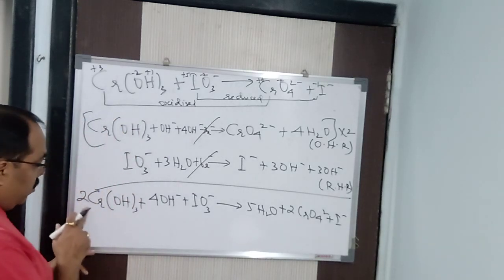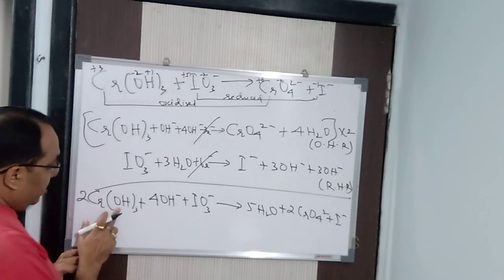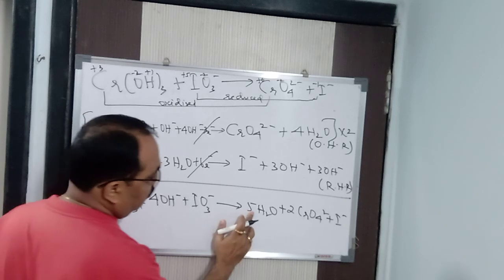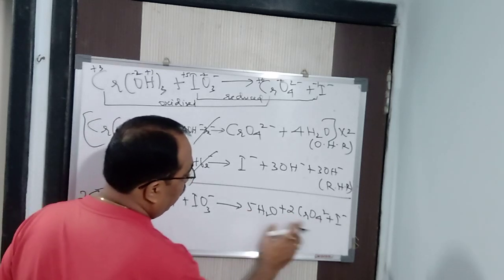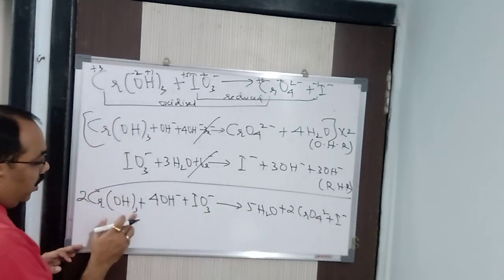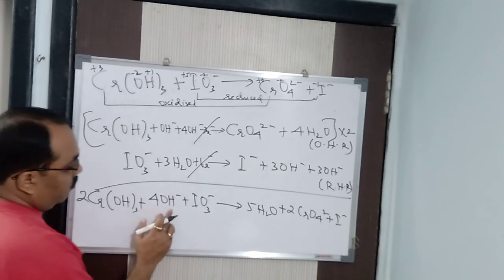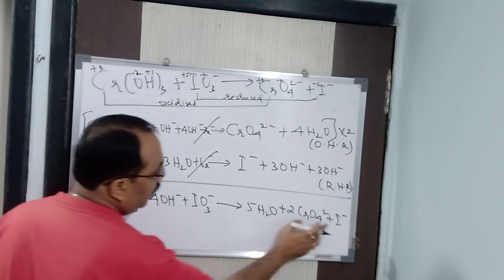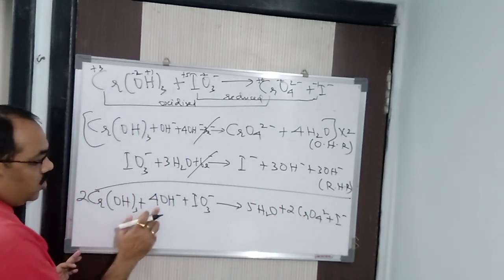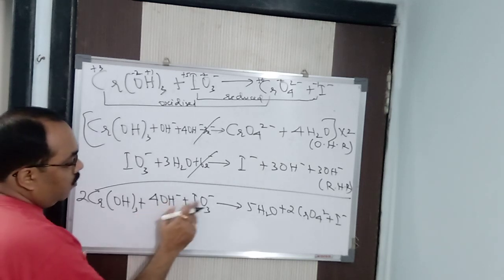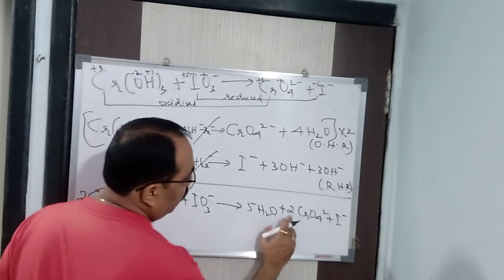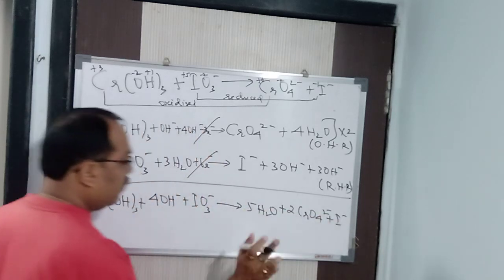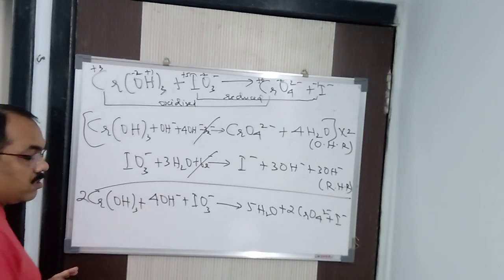Now let us see whether it's balanced or not. 2 chromium balanced. Oxygen: 3 into 2 is 6, 6 plus 4 is 10, 10 plus 3 is 13. Here let us see, 2 into 4 is 8, 8 plus 5 is 13, balanced. Hydrogen: 3 into 2 is 6, 6 plus 4 is 10, and here 5 to 10. Now what more is left? Iodine is 1, balanced. Charge, let us see. Plus into minus, minus 4, minus 1, minus 5. Here it is 2 into CrO4 2 minus, 2 into minus 2 is minus 4, minus 1, minus 5, balanced. And it is basic medium, so it is OH minus.